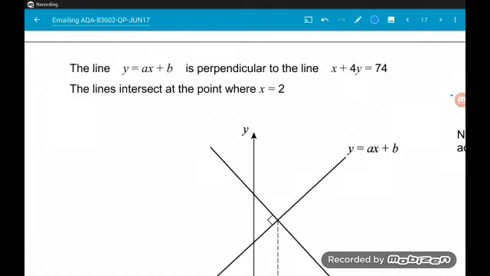Okay, question 14. So the line y equals ax plus b is perpendicular to the line x plus 4y equals 74. So that's going to be important to us, I think. Remember the gradients of perpendicular lines multiplied together to give us minus 1. So we're told the lines intersect at the point where x equals 2.